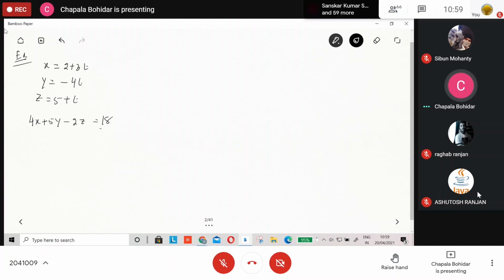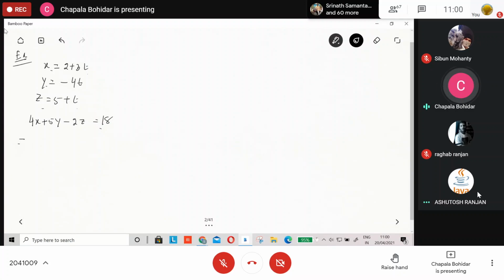Can anybody tell what the aim here is? I'm finding the value of t for which the line intersects the plane. We have to find the value of t. So how do we find the value of t? We know x is equal to this, y is equal to this, and z is equal to this. Then we put the values here.